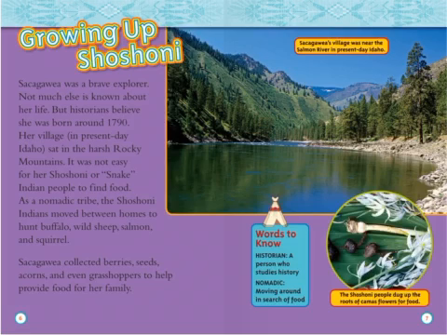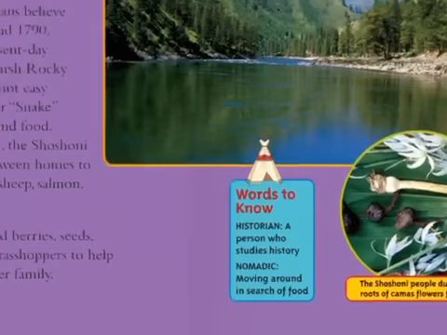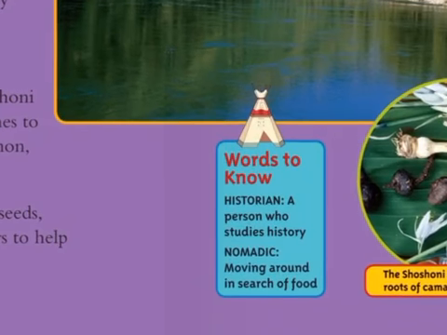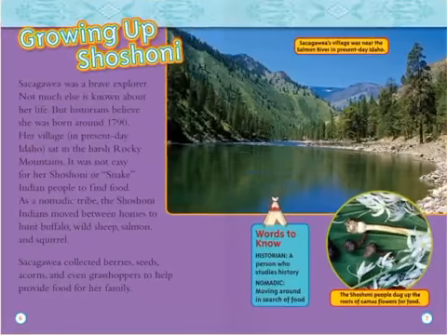As a nomadic tribe, and nomadic means you move to find food or shelter, places to live, the Shoshone Indians moved between homes to hunt buffalo, wild sheep, salmon, and squirrel. Sakakawea collected berries, seeds, acorns, and even grasshoppers to help provide food for her family. So words to know: historian, a person who studies history; nomadic, moving around in search of food.